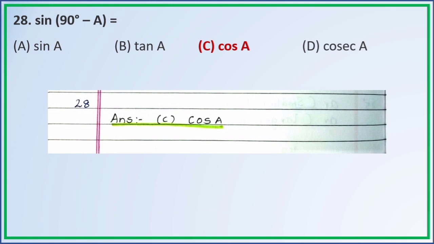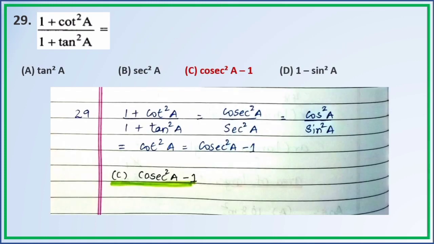Sin of 90 degrees minus A is equal to? The complementary angle of sin is cos A. Therefore, sin of 90 minus A is cos A. Therefore, the correct answer is option C, cos A. In the same way, the complement of tan A is cot of 90 minus A. The complement of cosecant A is secant of 90 minus A.